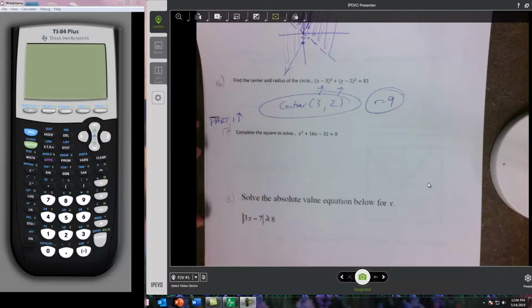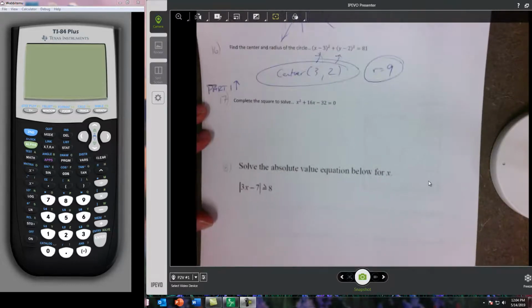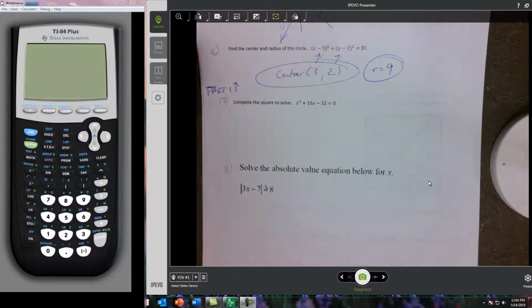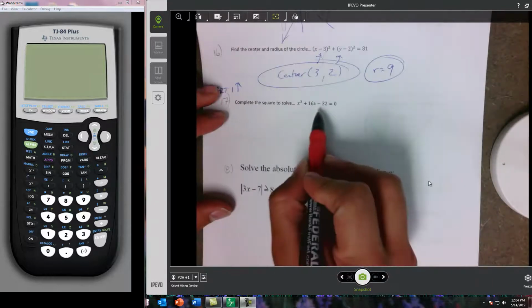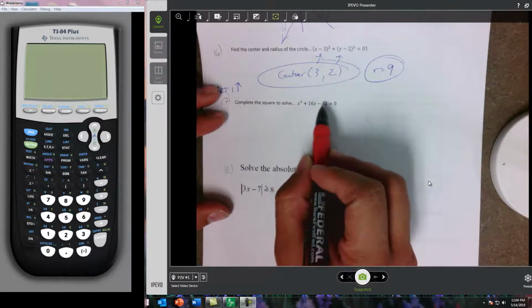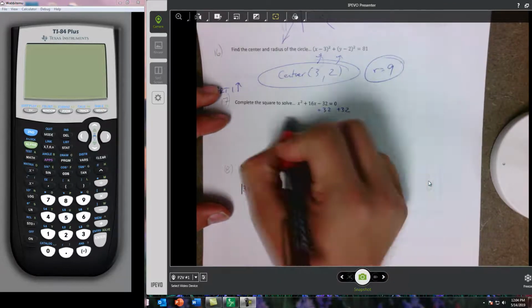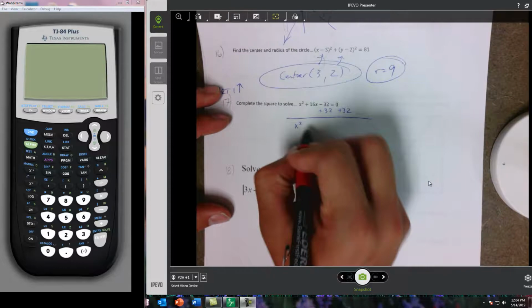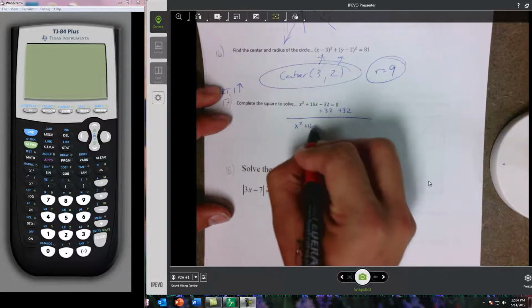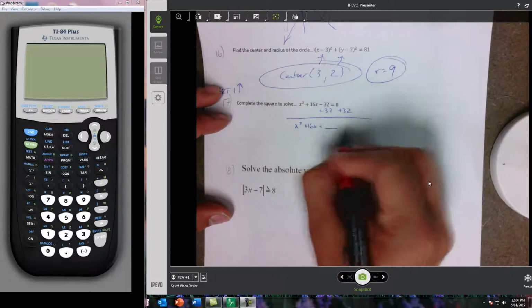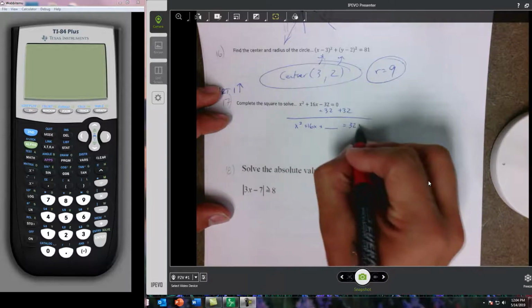Okay, so we are going to go ahead and do the second part of the test review for our final. It starts with completing the square, and completing the square always starts by removing any constants from the left side of the equal sign. So I'm going to add the 32 to get it out of the way. Gives me x squared plus 16x. I'm going to write plus blank equals 32 plus blank.